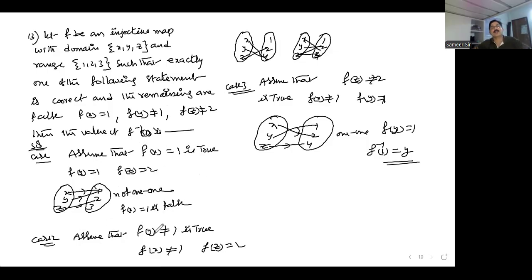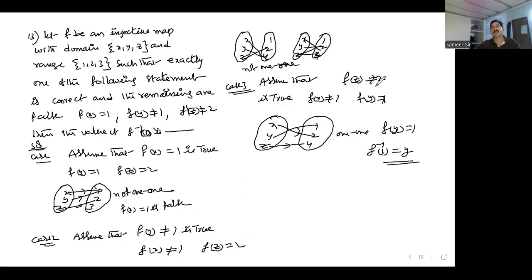And for the next one, I've selected the second. f of y is not equal to 1 is true. So that means the remaining two are false. That means the correct ones are f of x is not equal to 1 and f of z is equal to 2. With not equal to 1 there, the possibility is this, so definitely it is not one-one. Now the third case, I have gone for the third case. It is also not one-one.